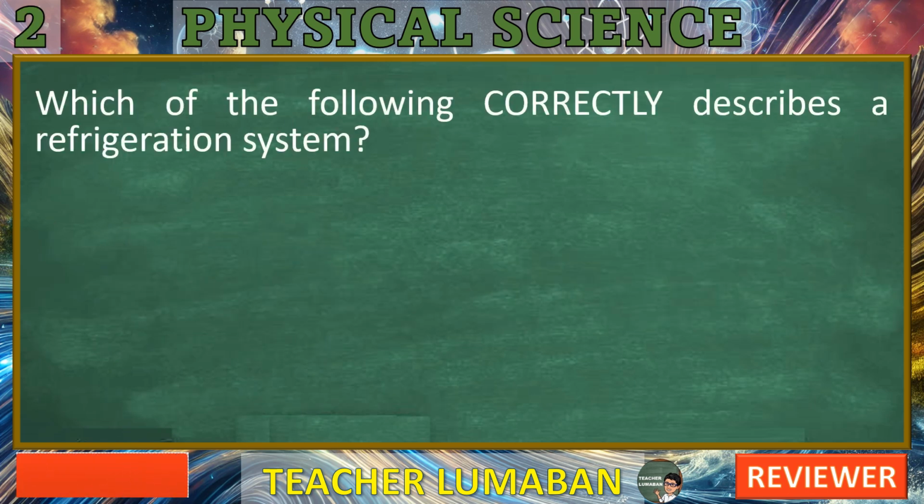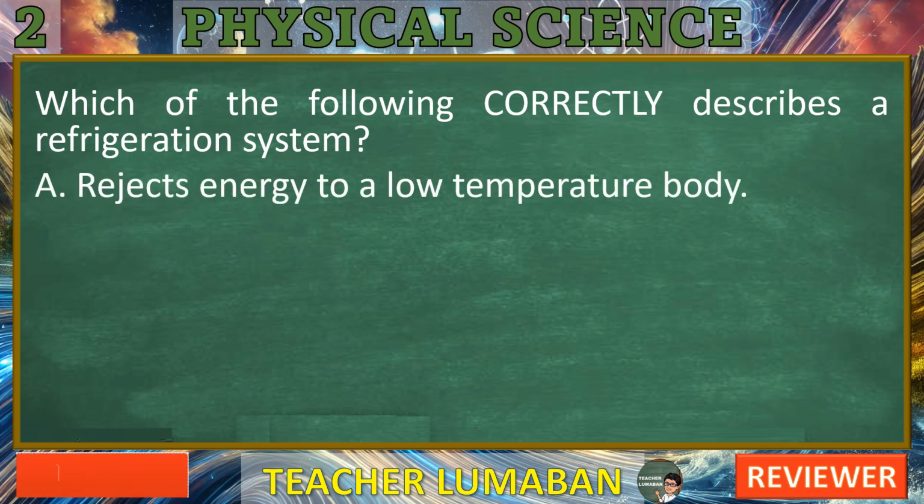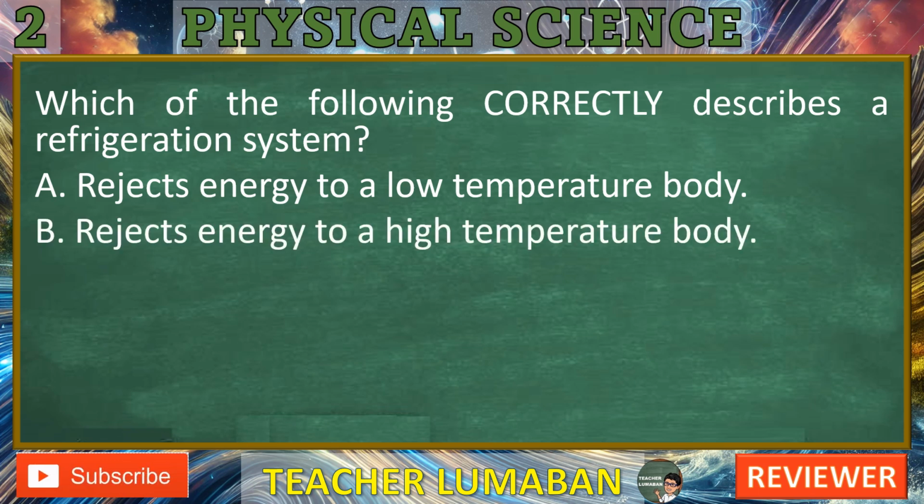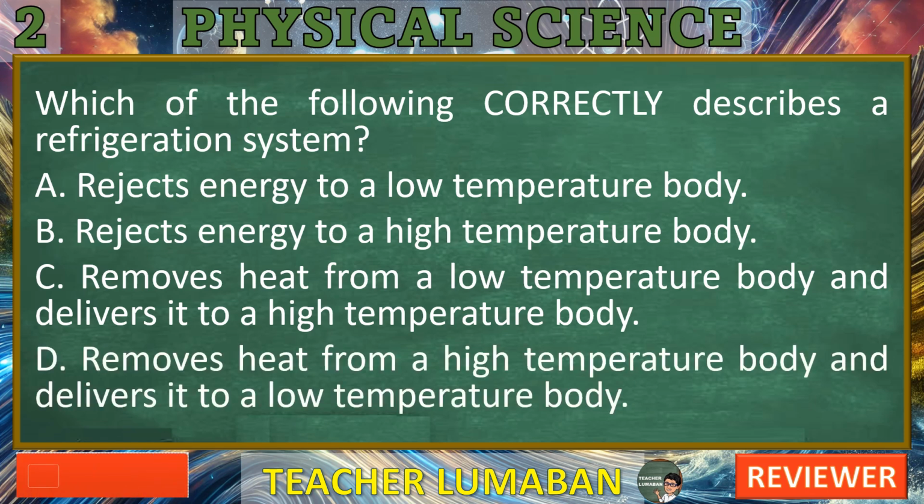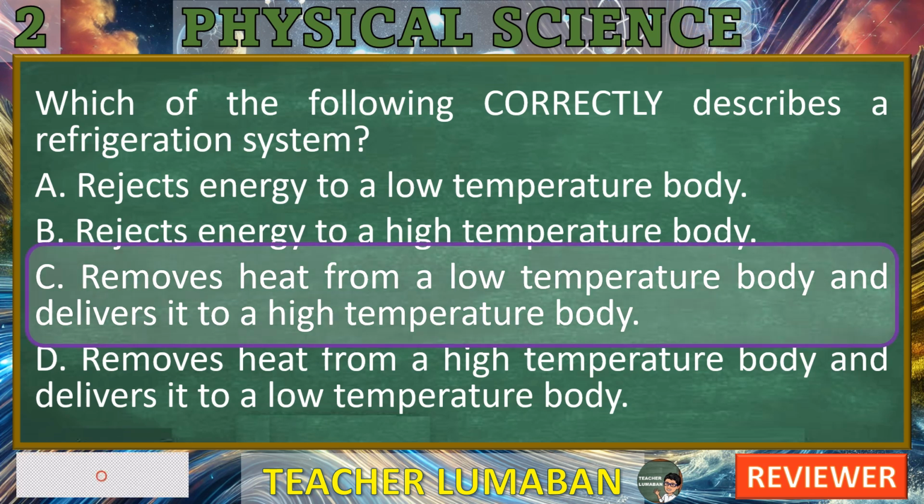Which of the following correctly describes a refrigeration system? A. Rejects energy to a low temperature body. B. Rejects energy to a high temperature body. C. Removes heat from a low temperature body and delivers it to a high temperature body. D. Removes heat from a high temperature body and delivers it to a low temperature body. In the next 5 seconds, select the best response from the available options. 5, 4, 3, 2, 1. The correct answer is C. Removes heat from a low temperature body and delivers it to a high temperature body.